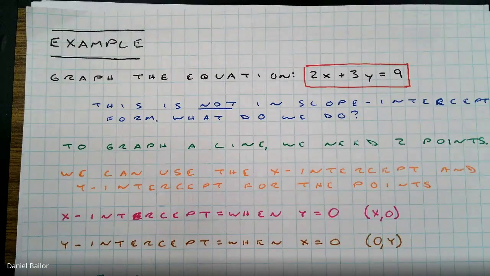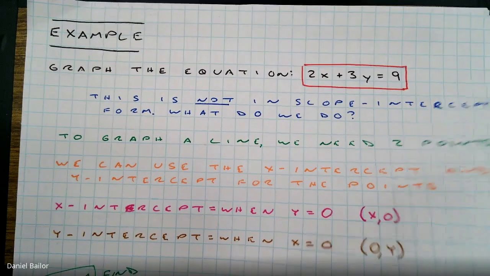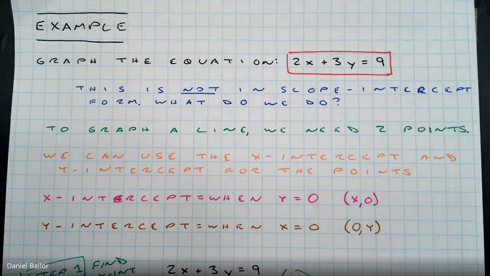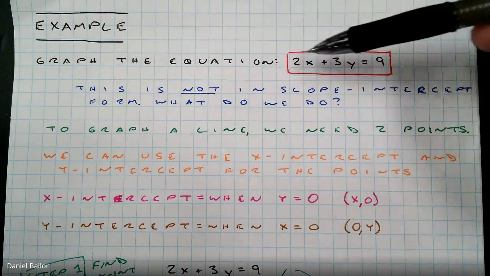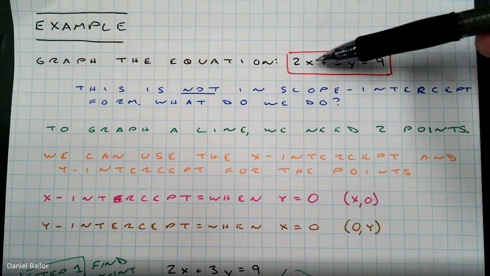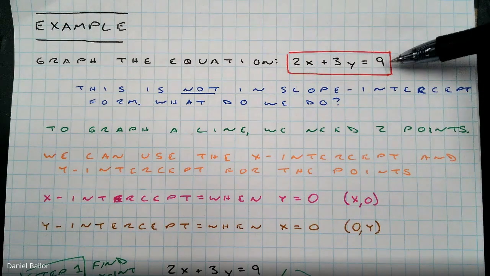But let's look at an example of this. I did my example on some graph paper. Now you can either copy my example, or you can print it out from the online notes on the Google Classroom, or you can just look at it and follow along. So the question is in the black, graph the equation 2x plus 3y equals 9. We want to graph that.